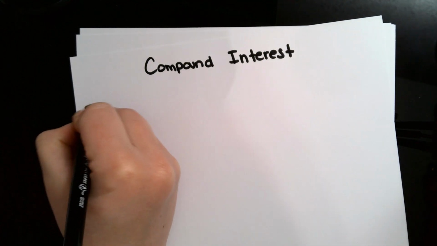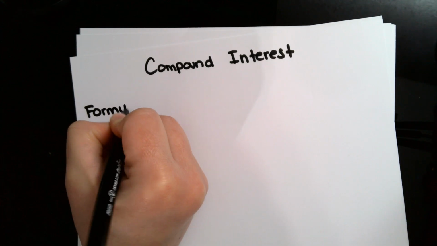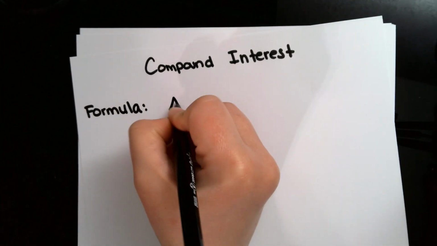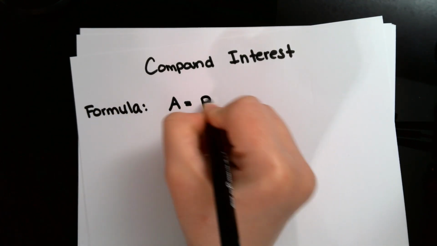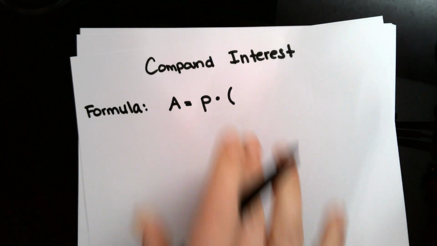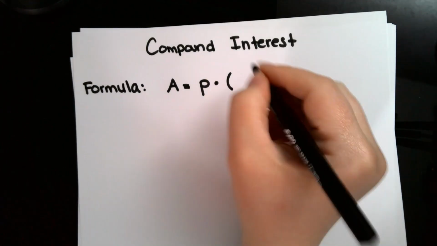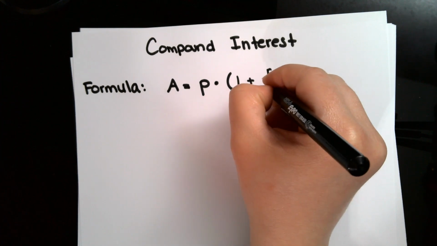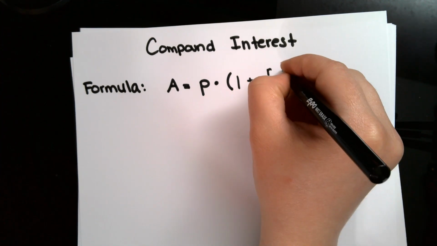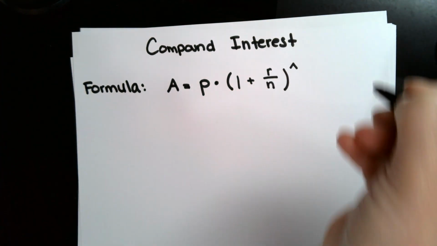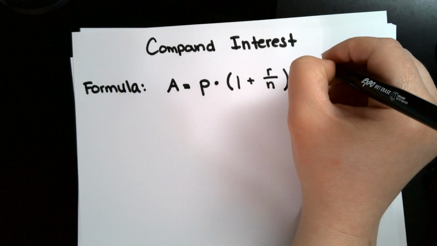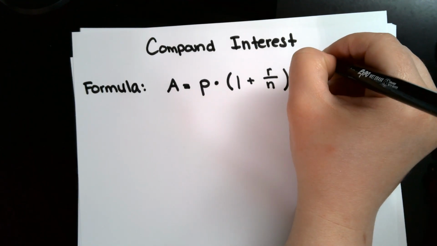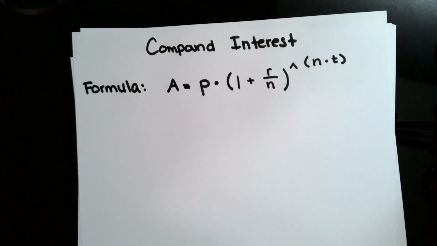Let's start with the formula of A is equal to P times open 1 plus R over N, or divided by N. Close that parentheses. We're going to have an exponent, so I'm going to put a caret there. Open your parentheses, N times T, close it. This is a formula you need to have memorized for your upcoming chapter exam.